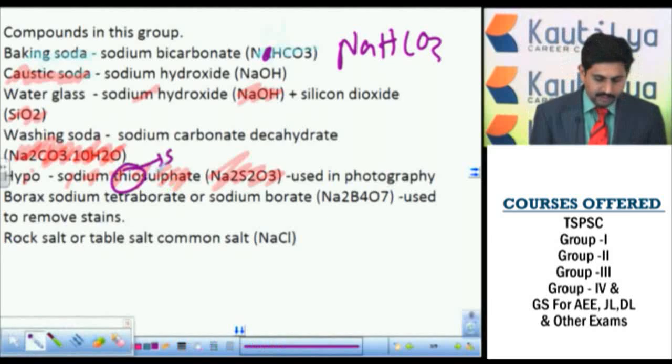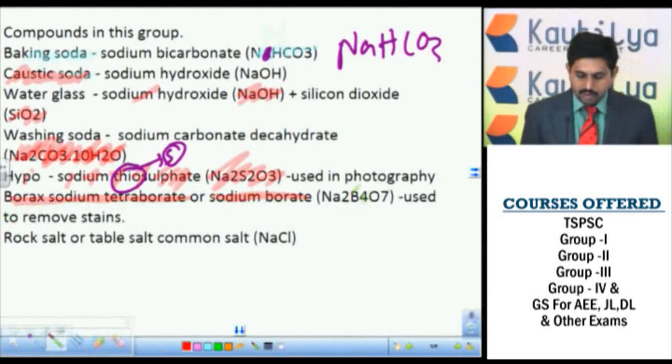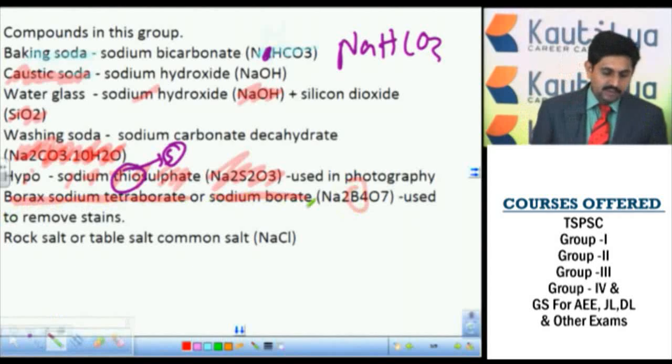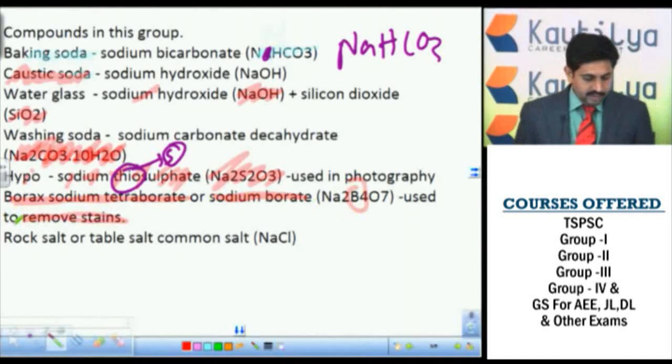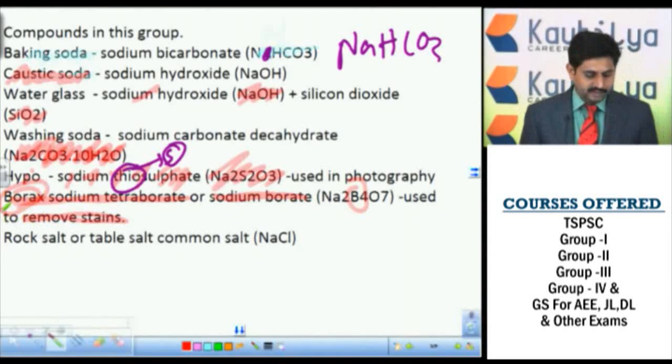Next, borax, sodium borate or sodium tetraborate. Tetra means 4, so it has 4 borons. It is one kind of salt, and it is useful to remove stains. This we can also discuss in the case of the boron family, because borax is concerned with the 13th group element. We can discuss it there also.